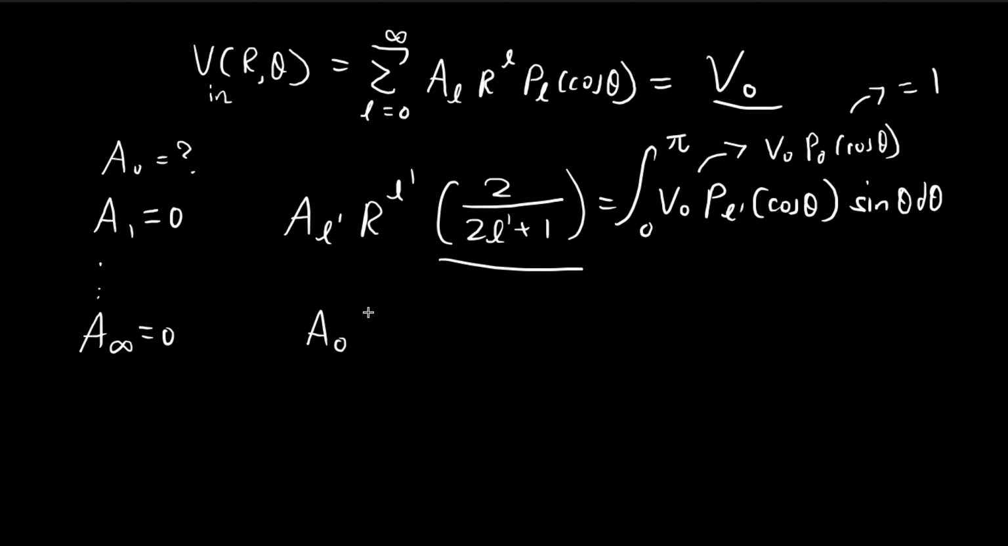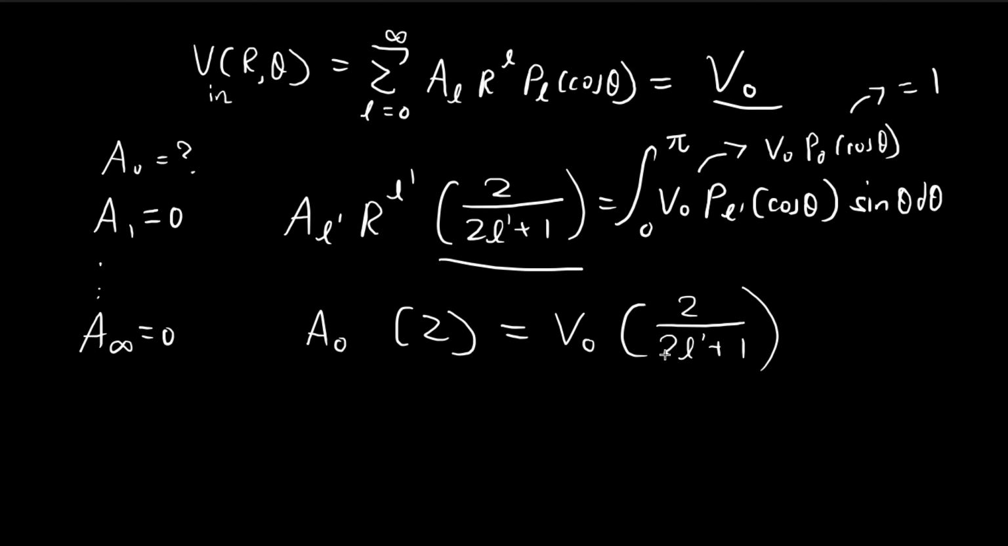So r to the power of 0, that's equal to 1, 2 over 0 plus 1, that's equal to 2. So let's pull the V0 out. So essentially, once again, we have another Legendre polynomial, and then the square of this, from 0 to pi, you just arrive at this expression again. And then in our case, L prime is equal to 0, so that actually just cancels out with that. So now you see that A0 is actually equal to V0.